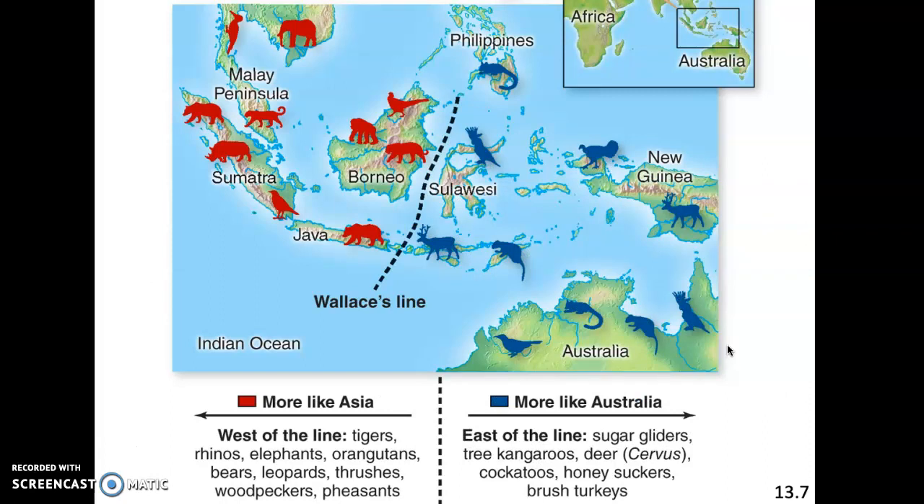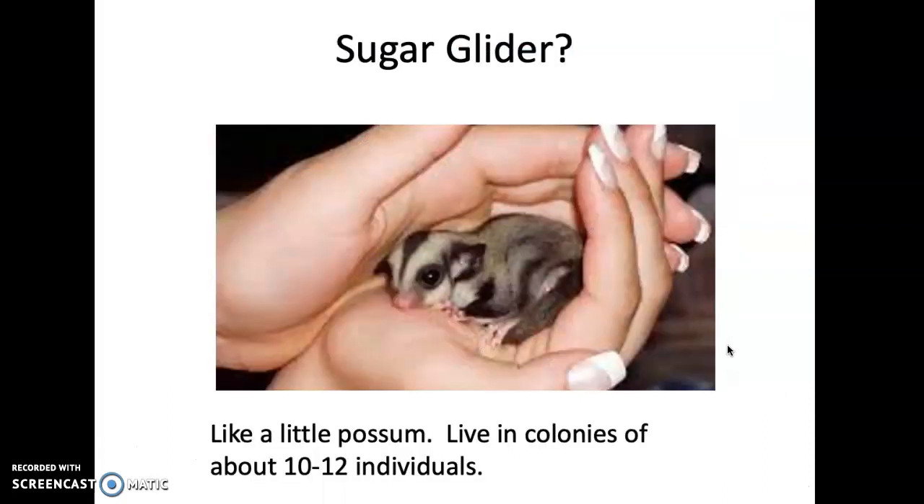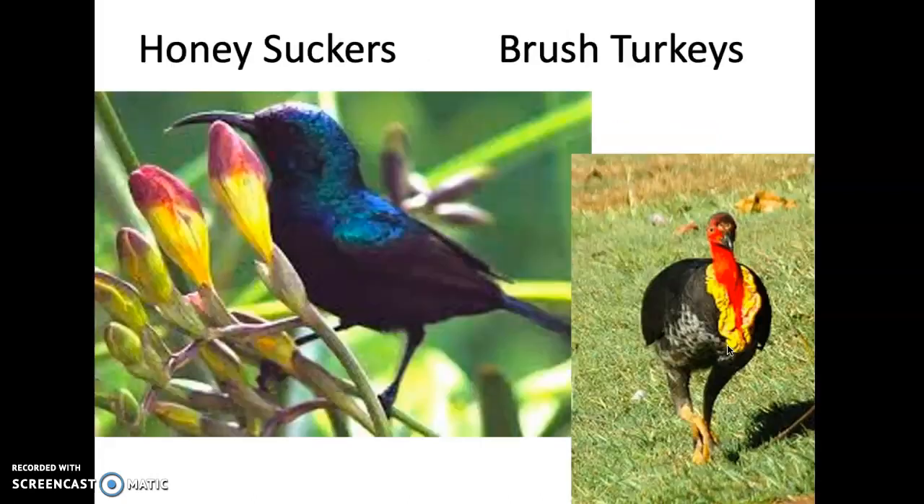That's just my map again, enlarged. This is a sugar glider. It's like a little possum, and these are colonial. They live in groups of about 10 to 12 organisms found in Australia. Honeysuckers, very different bird. Brush turkeys, different from the ones that were walking down my road yesterday. I had about 10 of them walking down my street here in Aptos.